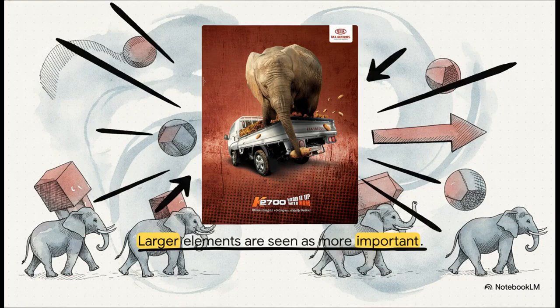Think about an advertisement featuring a massive, exaggerated elephant riding in the back of a small truck. That huge proportion instantly communicates the idea of an incredibly heavy load. Because the elephant is so large compared to the truck, it commands the absolute top spot in the visual hierarchy, driving the brand's message of strength right home.